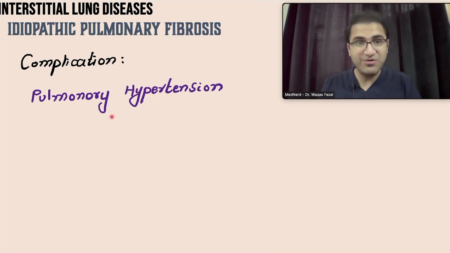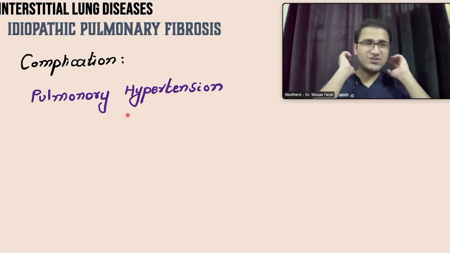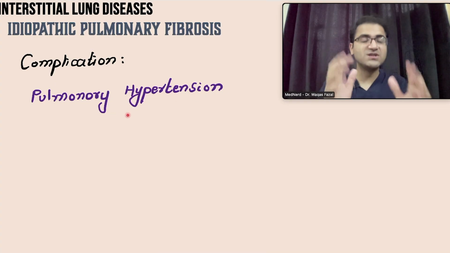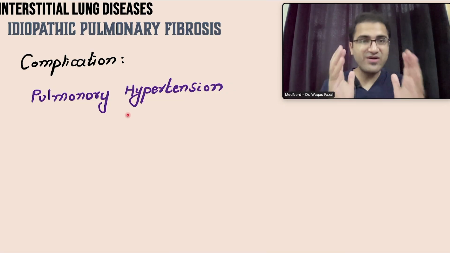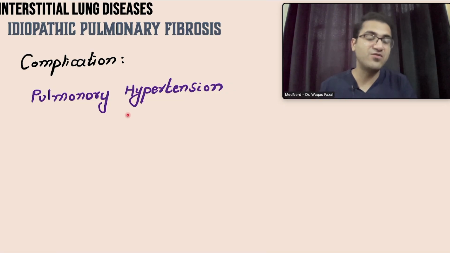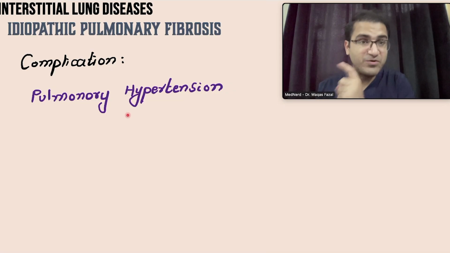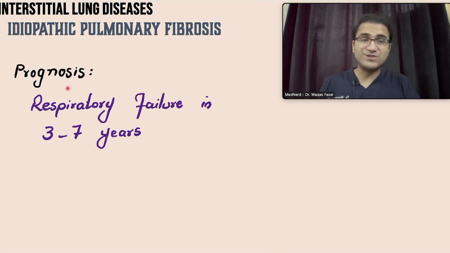Whenever there is pulmonary hypertension, the right side of the heart has to push blood with more force. The right side of the heart is overworked. That can result in right-sided heart failure. Therefore, the patient had trace pedal edema, raised JVP. Prognosis is poor. Respiratory failure occurs in 3 to 7 years after diagnosis.